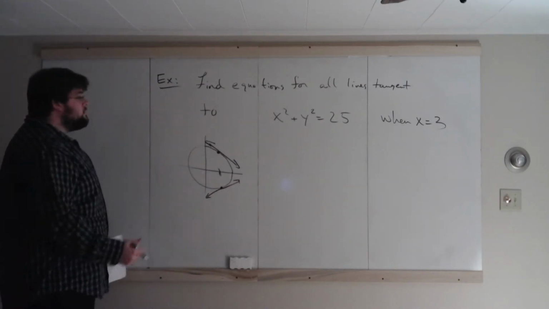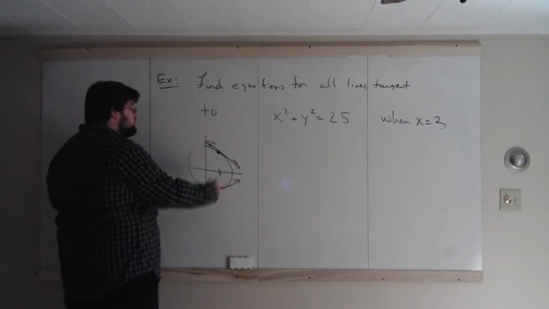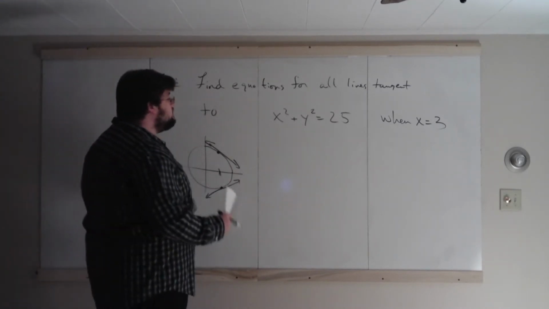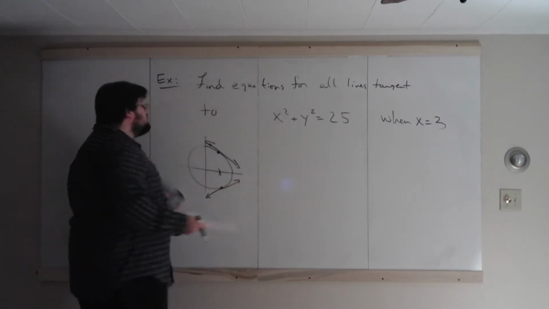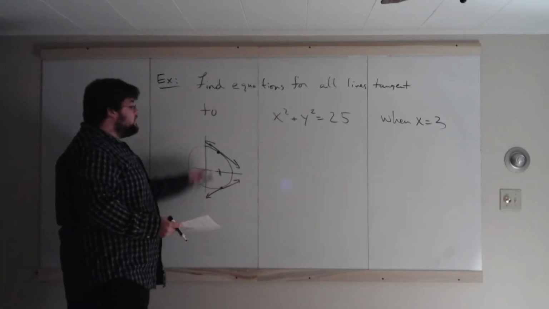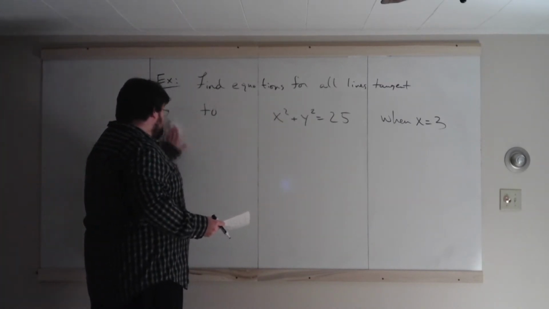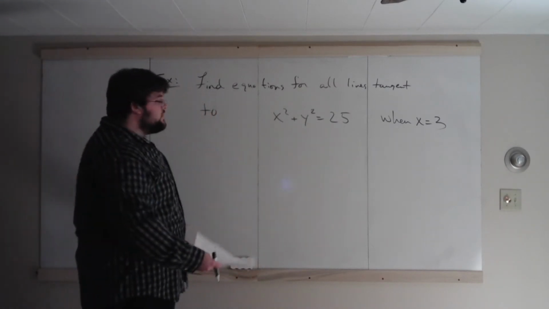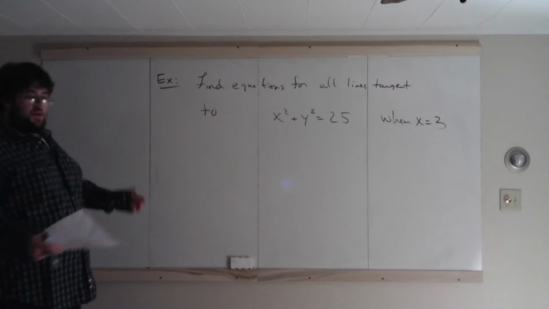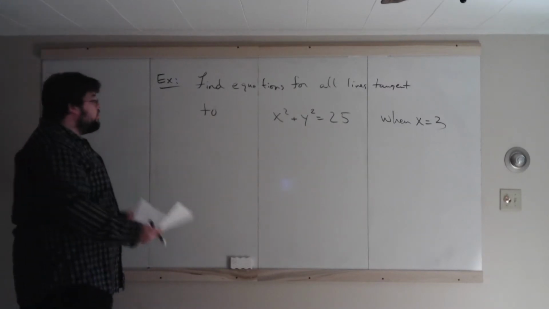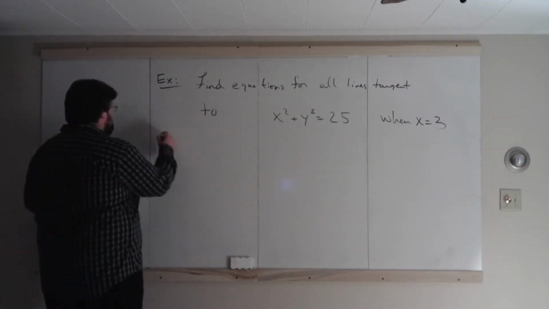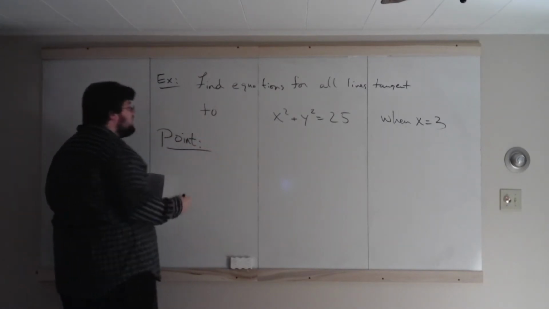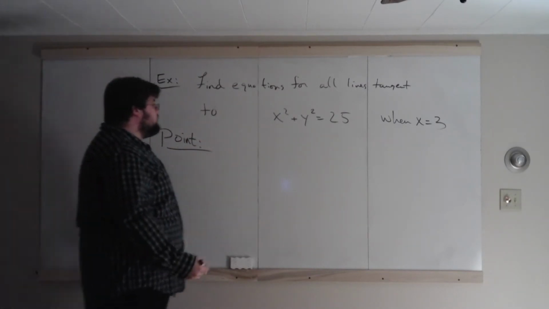So up until this point, we haven't had that situation because all we've been dealing with have been functions. But now this curve is not a function, so we're going to have multiple tangent lines. But find equations for all lines tangent, we still want equations of tangent lines. When you need an equation for a tangent line, you need a point and a slope. So let's find the point first. In this case, there will be multiple points.